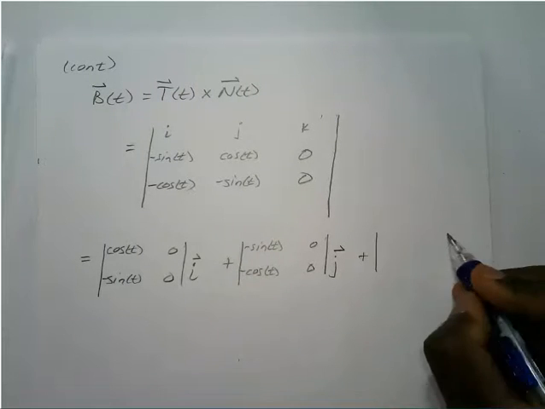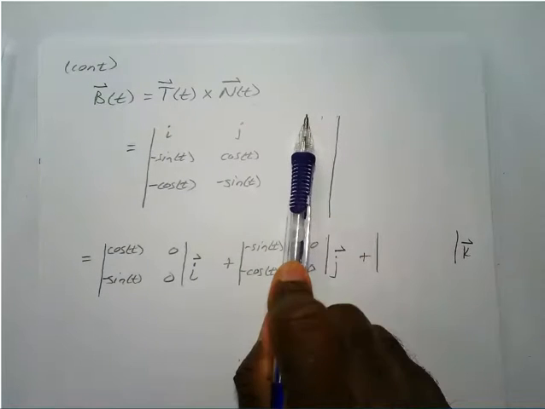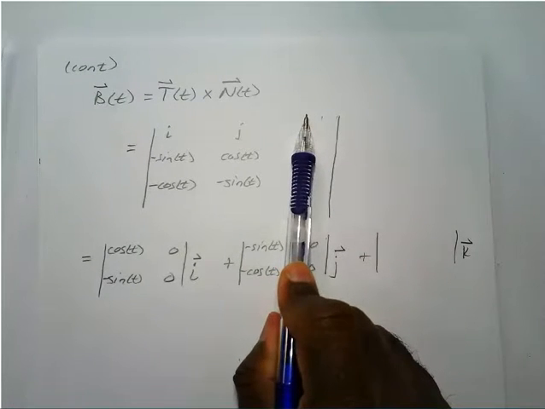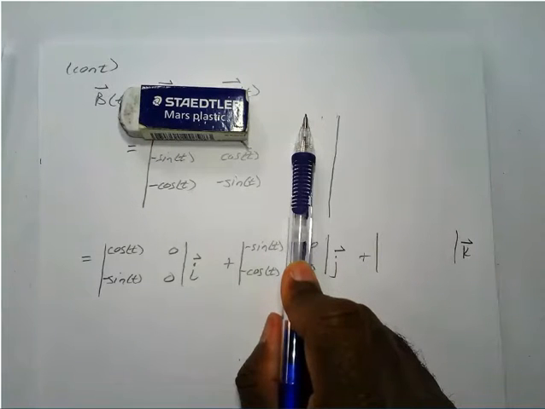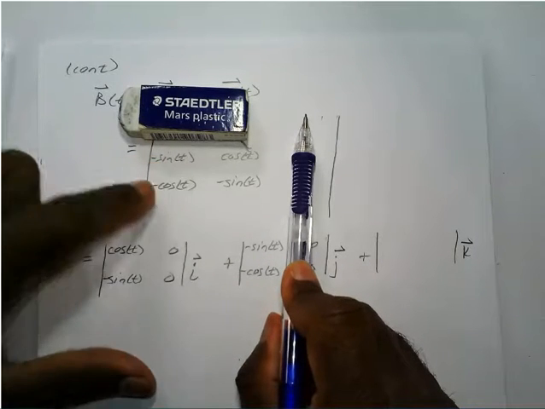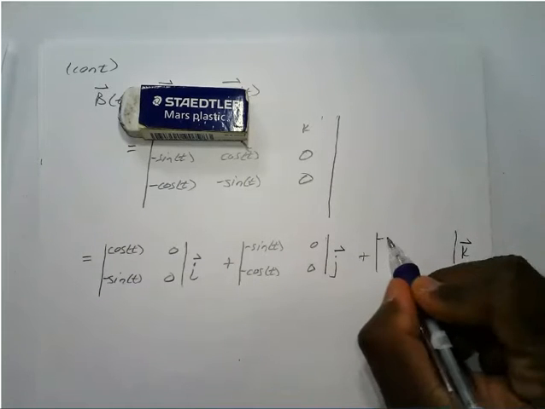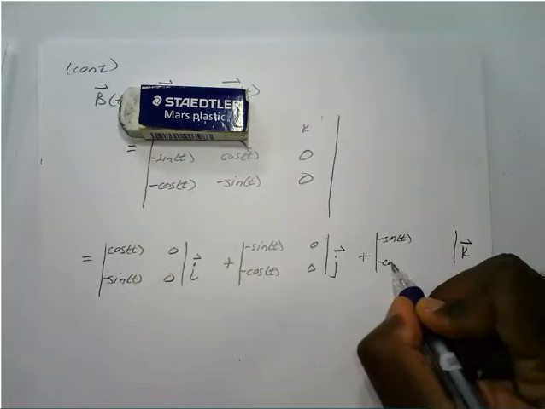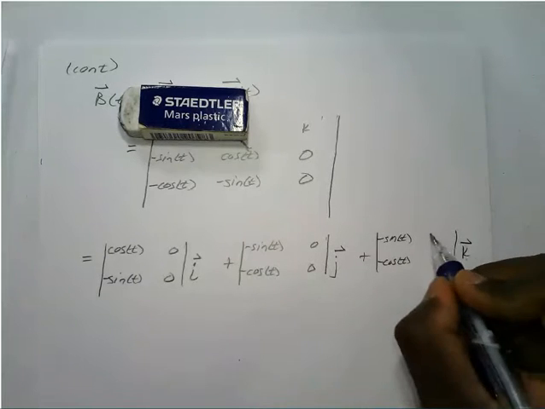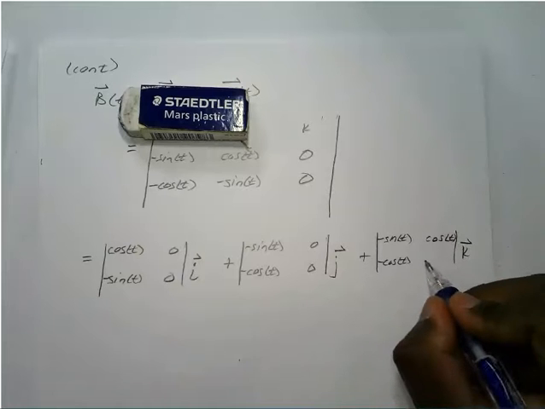Plus, cover up the k. And again, if you like, you can cover these up also. You have negative sine, negative cosine, cosine, negative sine.